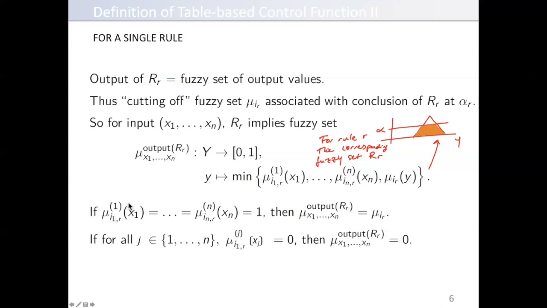Consider the special cases. If each membership value given here is 1, these are the membership values we considered here, all have value 1, then this membership function for the output determines the output value. However, if all these membership values are 0, then the output by that rule will be 0.